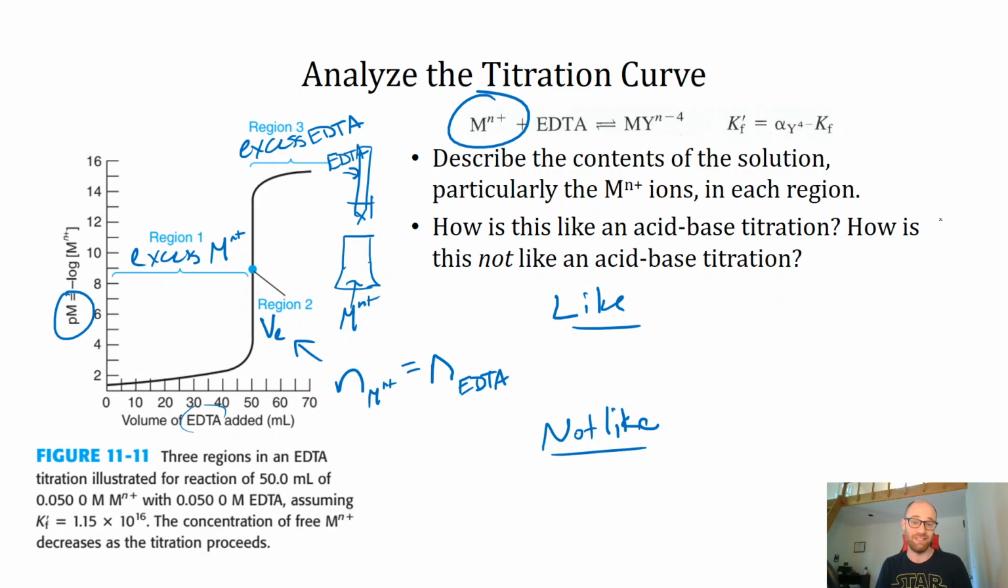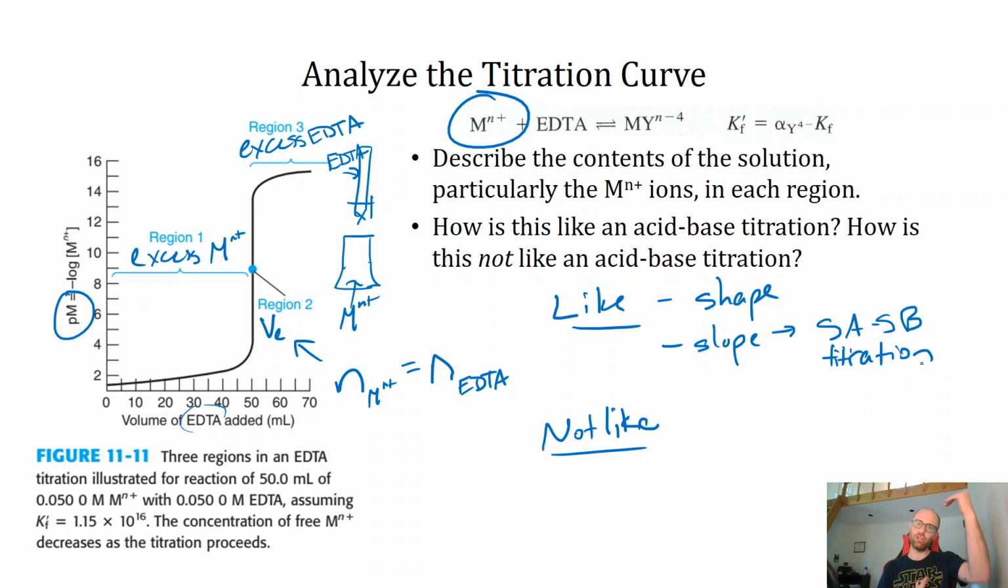In general, the general shape is the same. The slope appears to look like a strong acid, strong base titration, where we've got this slow incline, sharp jump, slow incline. So it's not like we're looking for the midpoint to find any pKs or anything like that, because, while there is an equilibrium with the bound EDTA, we're going to see that it's not quite that way once we get there.